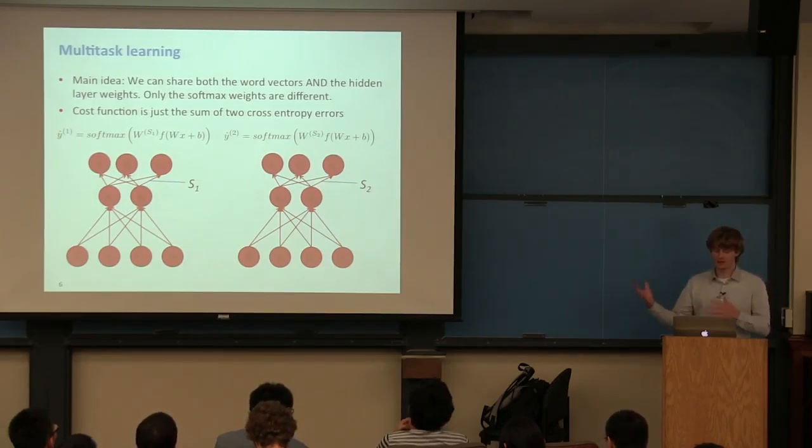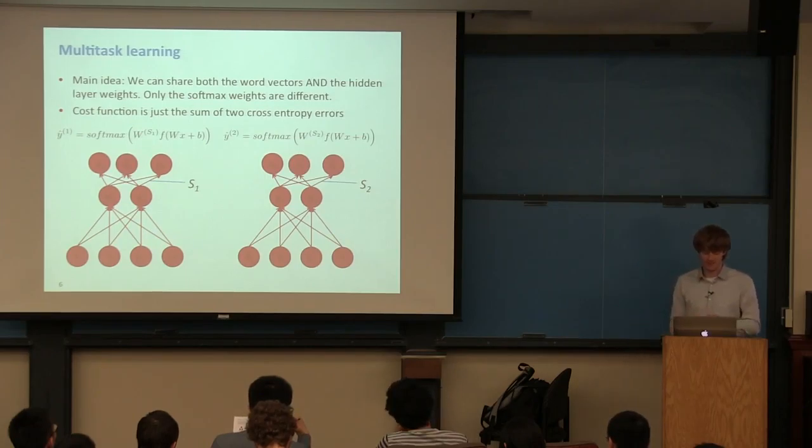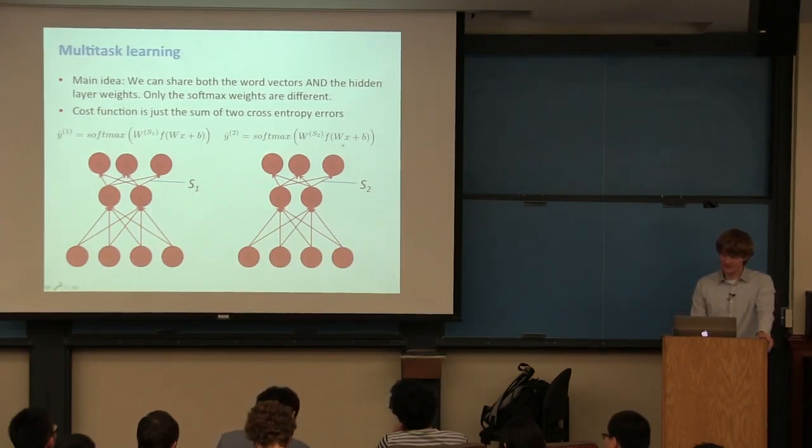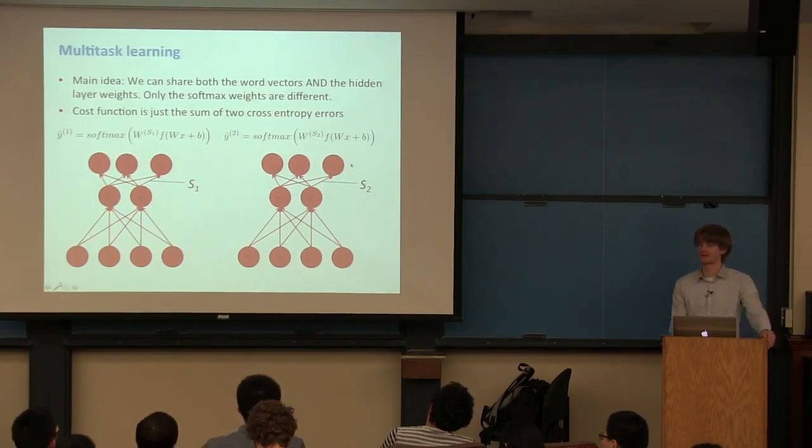So our cost function in this case would just be the sum of two cross-entropy errors, summed over all the different training examples for both of those different tasks. Basically, this is the formulation of a single layer neural network. And now the only thing that's different is we have two different W's: one softmax that classifies these three classes and another softmax that classifies these three classes.